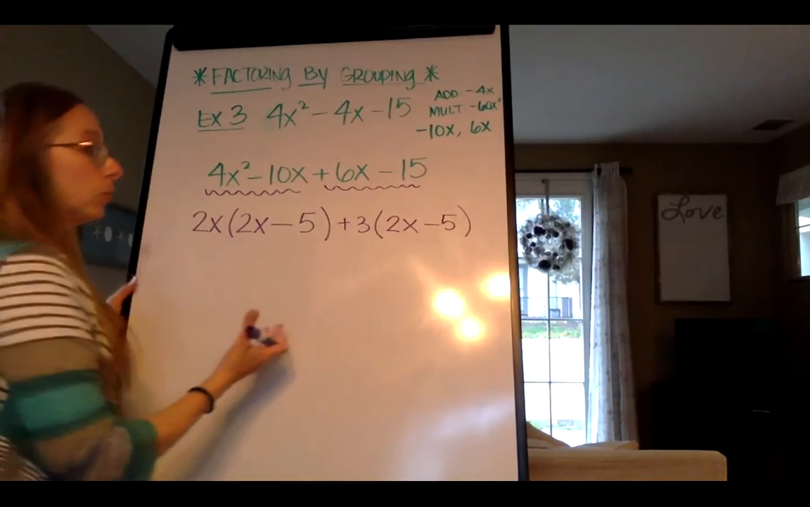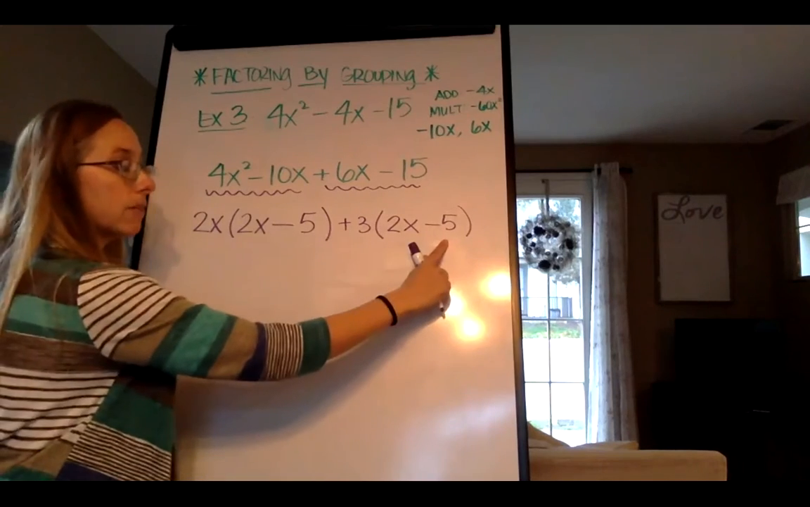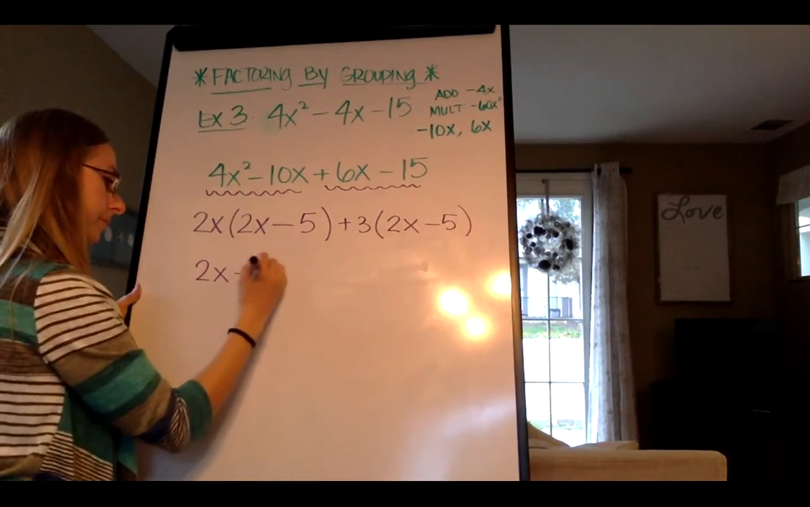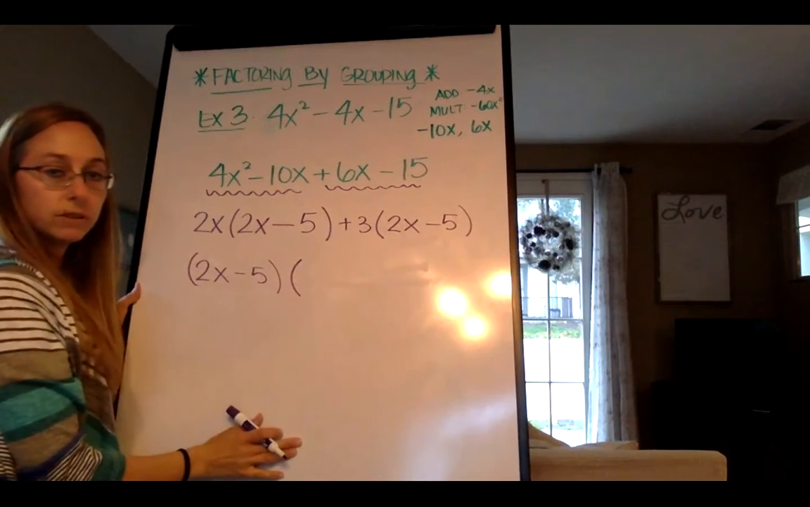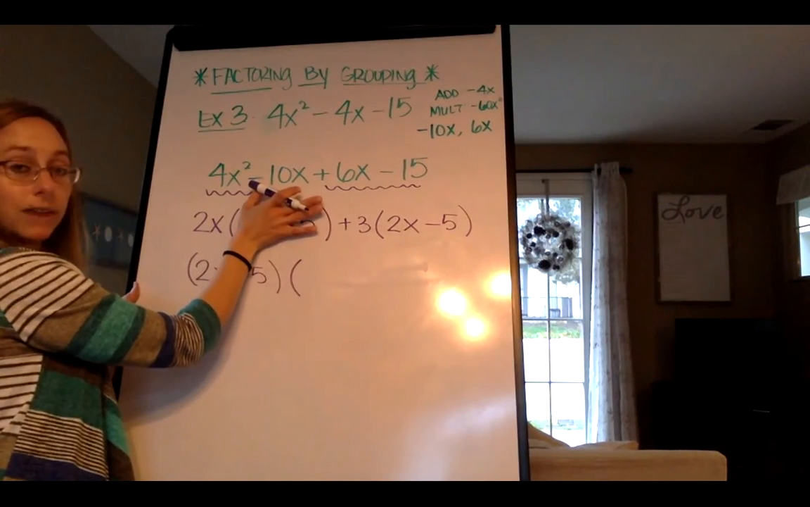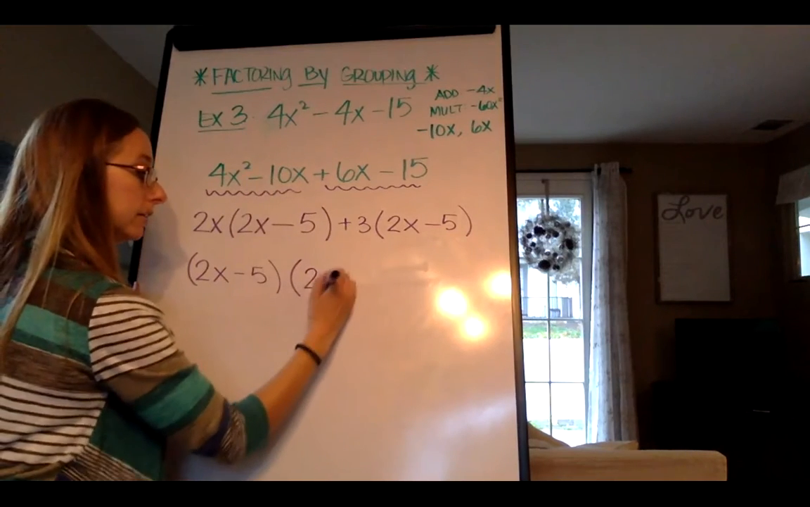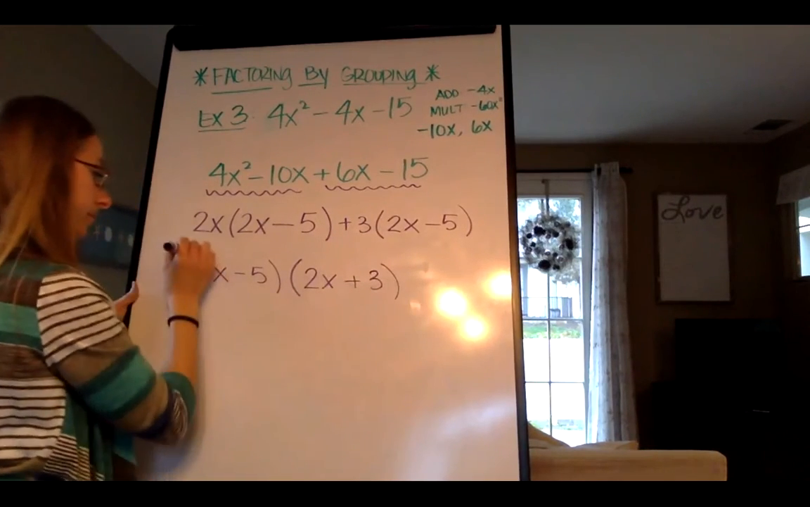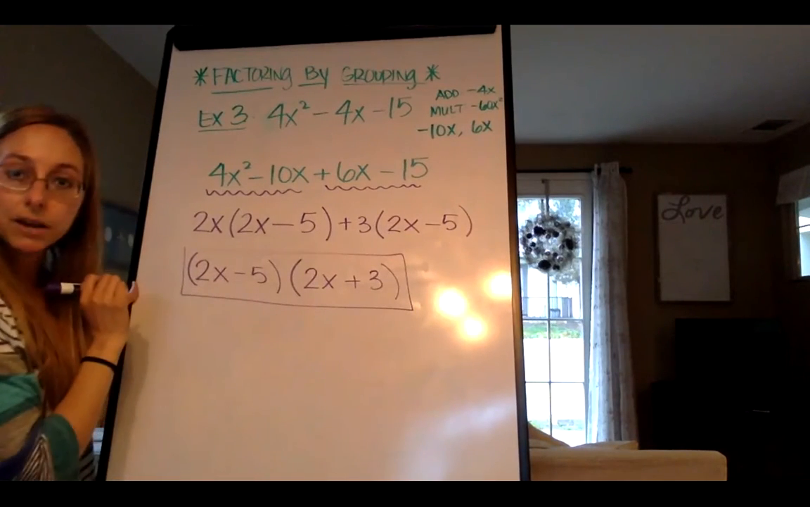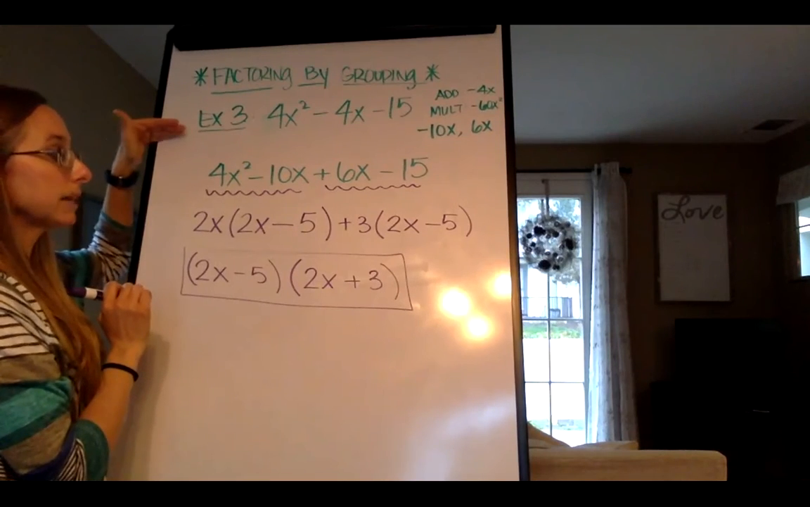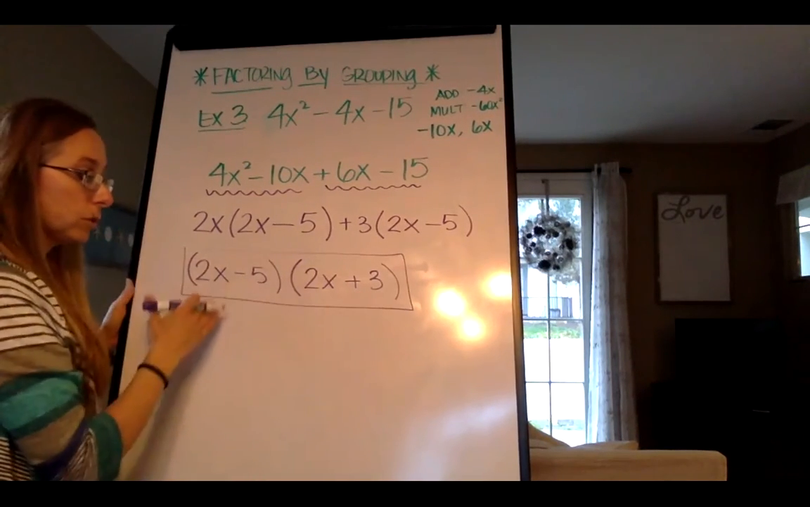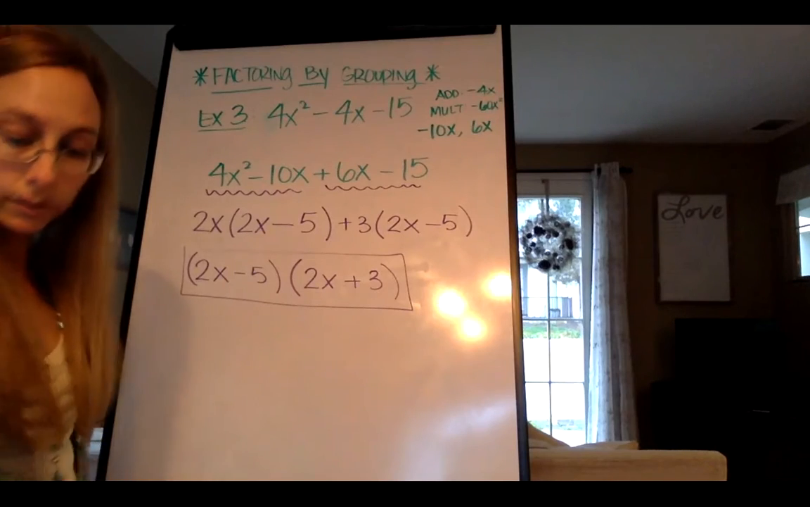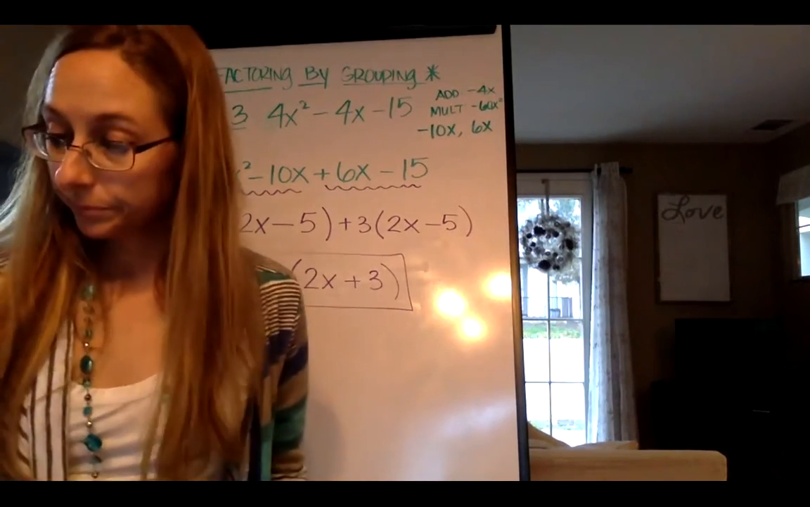Looking at it as a whole, what do they both have in common? They both have in common that 2x minus 5. So factoring out the 2x minus 5, what are we left over with from the first group? Factoring out 2x minus 5, we're left over with 2x. Factoring out the 2x minus 5 from the second group, we're left over with 3. And there we go. We factored 4x squared minus 4x minus 15. How does it factor? It factors into 2x minus 5 times 2x plus 3. Good. Let's look at another one.